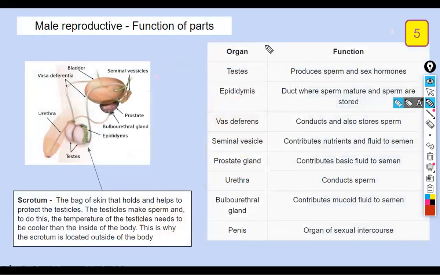So I'm not going to go too much into detail here, but here are all the different parts and all the different functions. Right. And in case you don't know what the scrotum is, well, I have the description here. It's a bag of skin that holds and helps protect the testicles, right? Testes and testicles are the same thing. So the testicles need to be outside the body. It has to do with the temperature. If it's inside your body, the temperature would be too high, and of course, it will not be able to produce sperm. So outside your body is a little bit cooler.